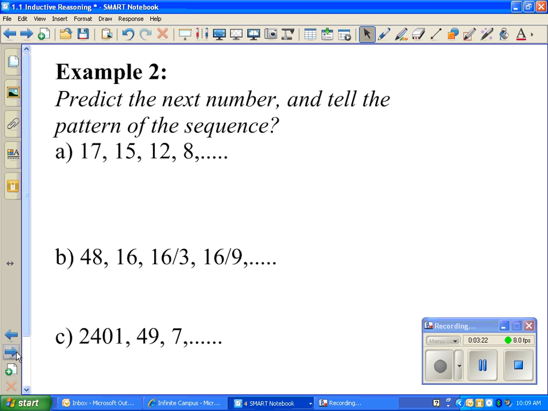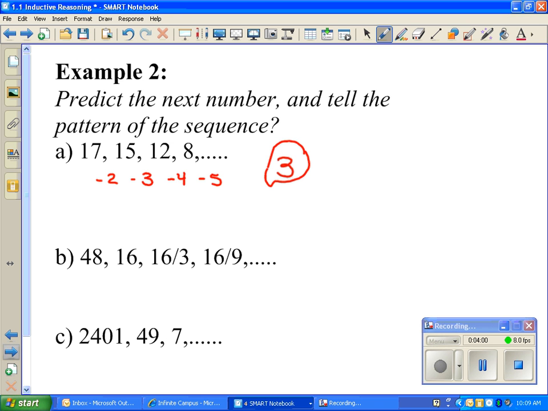All right, example 2. It says predict the next number. So tell me what the next number should be and tell what the pattern of the sequence is. So what's happening as the pattern goes on? Okay, so you see it's going down. And if it's going down, it's usually, not always, usually either subtraction or division, right? Somebody tell me subtraction. What's happening between the 17 and the 15? Minus 2. What's happening between the 15 and the 12? And the 12 and the 8? So what do you think is going to happen next? 5. And the next number would be? 3. Okay, so that's my next number.